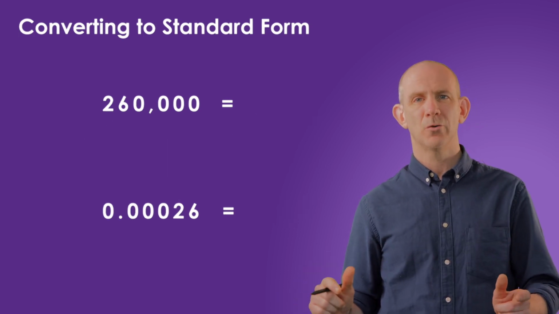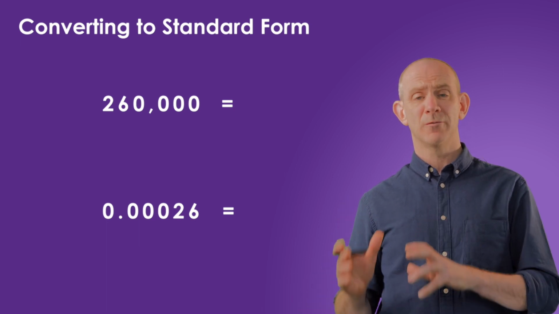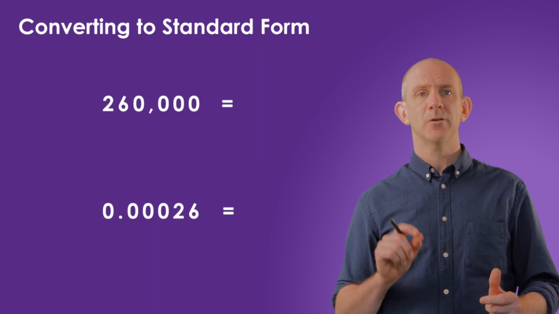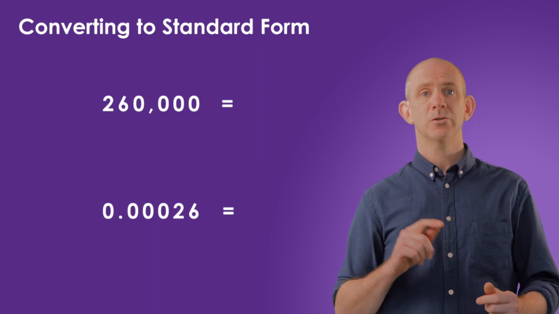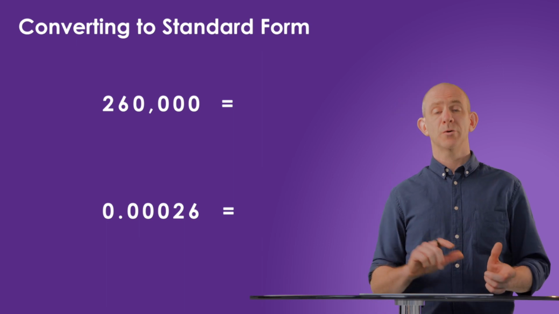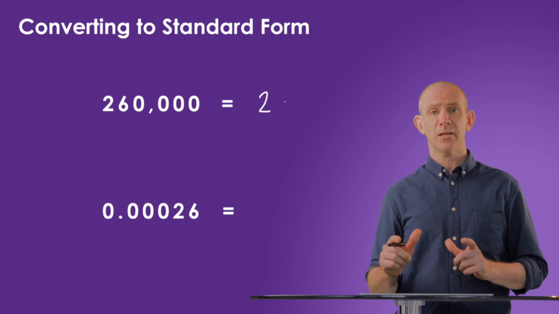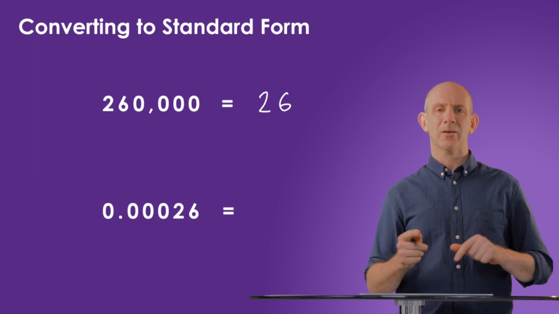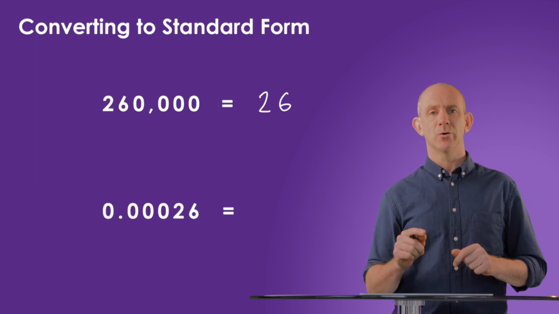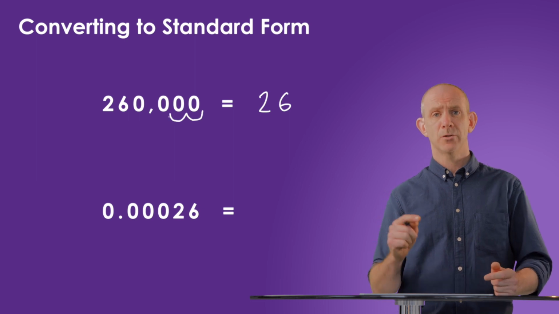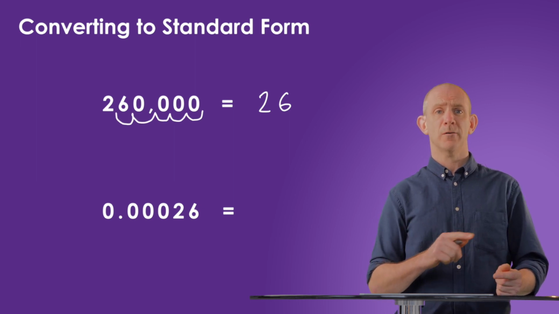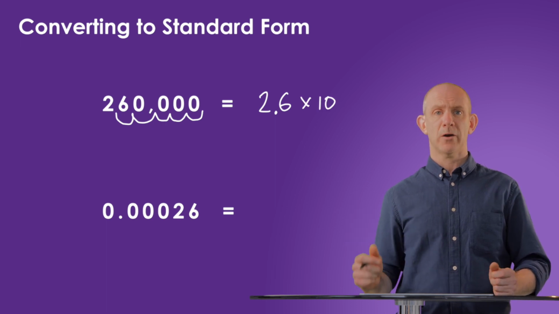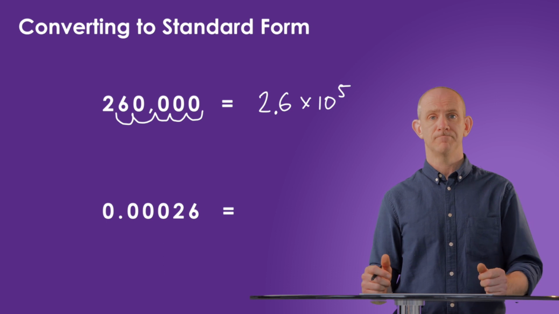Here we have the number 260,000, which we wish to convert into standard form. Remember, we want the decimal place to be after the first digit on the left that's greater than 0. So we're going to take the first two digits of 2 and 6, and put the decimal point between them, and then count back on the original number. How many places was it that we went back? 1, 2, 3, 4, 5. So we can write it as 2.6 times 10 to the power of 5, because it was 5 decimal places.